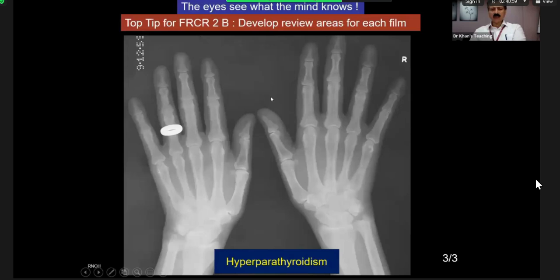But the take-home point is that for each and every film in your exam, you have to develop review areas, and your eyes should be searching for specific abnormality. And this formula is very important for rapid reporting also, and for viva films also. You start looking at joints, you start looking at specific things. The eye sees what the mind knows. So that is critical. Well done.